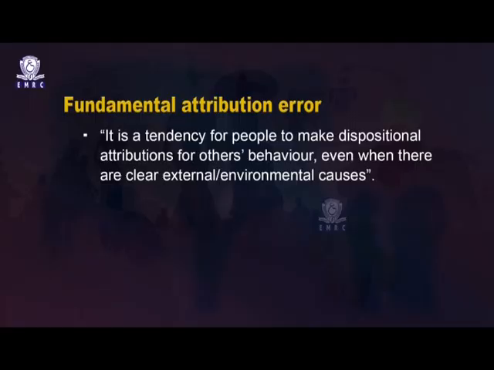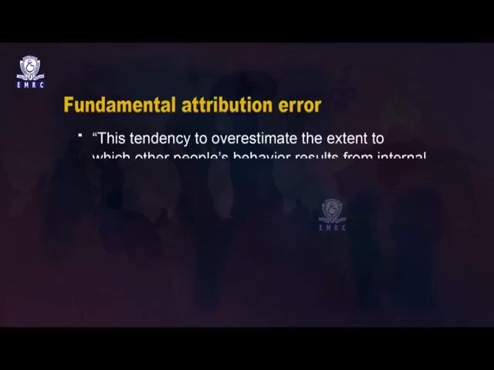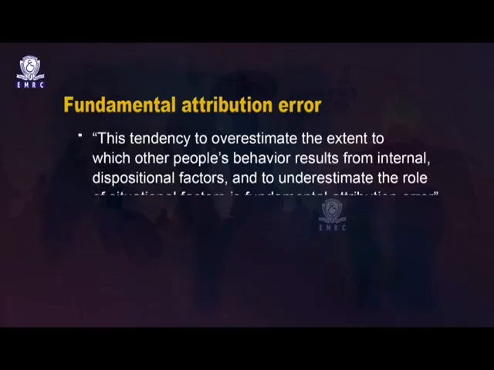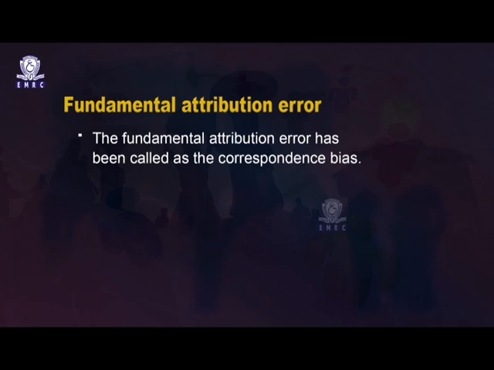It is a tendency for people to make dispositional attributions for others' behavior even when there are clear external or environmental causes. This tendency to overestimate the extent to which other people's behavior results from internal dispositional factors and to underestimate the role of situational factors is called the fundamental attribution error. The fundamental attribution error has been called the correspondence bias. There have been many empirical demonstrations of the tendency to see people's behavior as a reflection of their dispositions and beliefs rather than as influenced by situation.